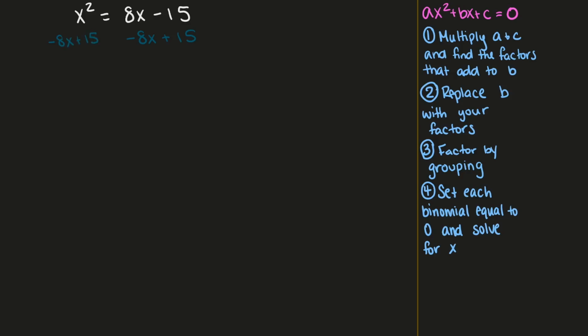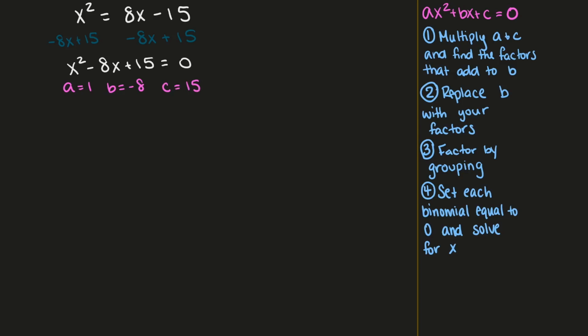So now our expression becomes x squared minus 8x plus 15 equals 0. And now we can identify our a, b, and c terms. So sometimes you are going to have to rearrange your expression so that it looks like ax squared plus bx plus c equals 0. So now, because we've done that, we know our a is equal to 1, our b is equal to negative 8, and our c is equal to 15.